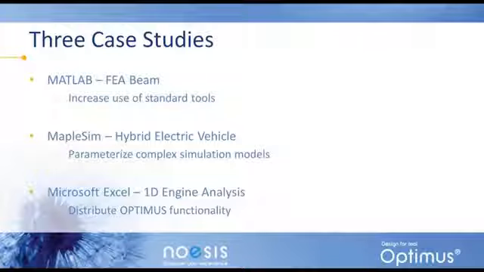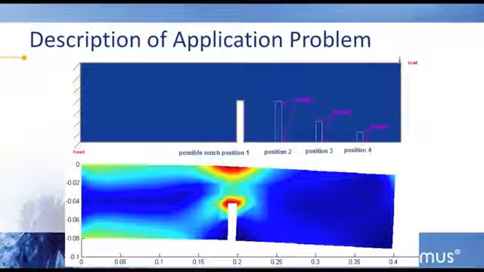The second case study that we'll talk about is using a tool called MapleSim, and we'll show you how you can very easily parameterize a very complex simulation model. And then finally, we will demonstrate how the functionality within Optimus can easily be distributed to tools such as Microsoft Excel that many of the engineers that you work with are extremely familiar with already.